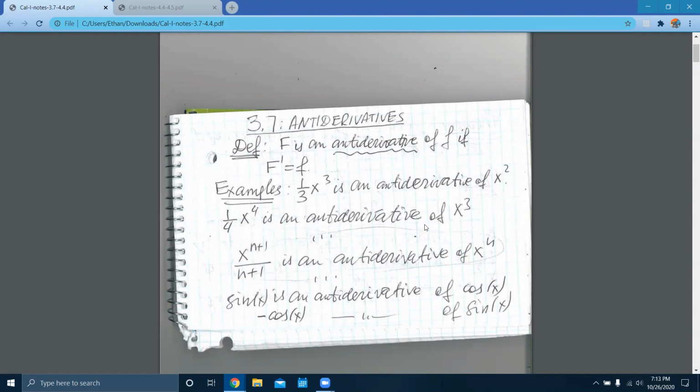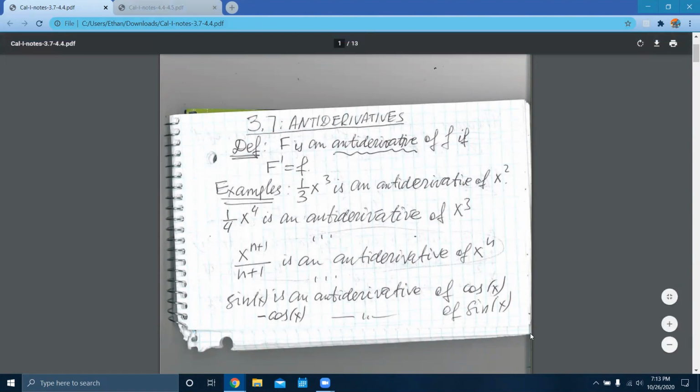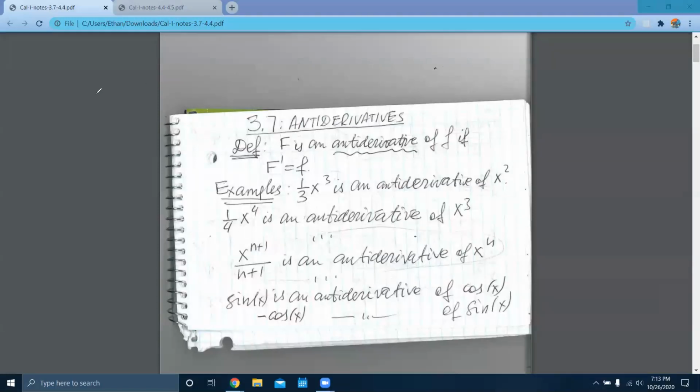All right. So this is a brief run-up on antiderivatives and an explanation of them. Basically, an antiderivative is the opposite of a derivative. You're essentially doing the opposite of it. So I'll start with that.